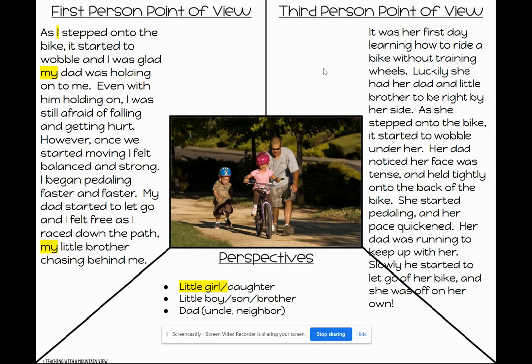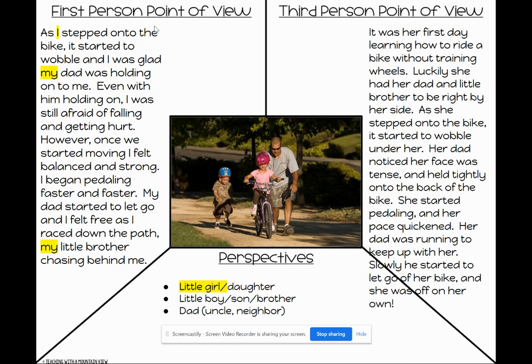It was her first day learning how to ride a bike without training wheels. Luckily, she had her dad and little brother to be right by her side. As she stepped onto the bike, it started to wobble under her. Her dad noticed her face was tense and held tightly onto the back of the bike. She started pedaling and her pace quickened. Her dad was running to keep up with her. Slowly, he started to let go of her bike and she was off on her own.